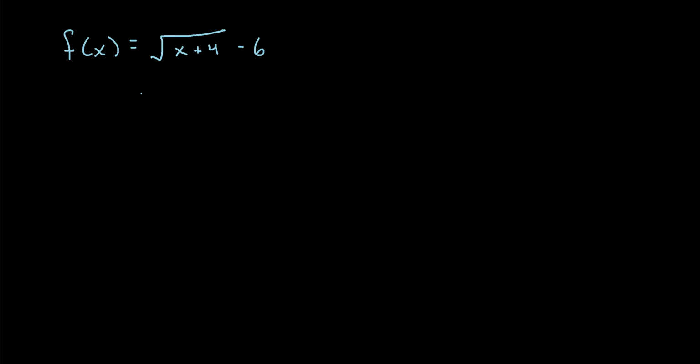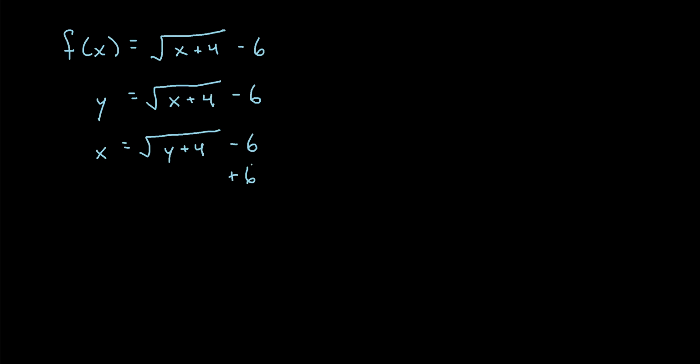All right, let's try another one. Let's say we have f of x is equal to the square root of x plus 4 minus 6. To find the inverse, let's rewrite it as y equals square root of x plus 4 minus 6. And then we need to flip the x's and the y's. So let's write x is equal to square root of y plus 4 minus 6. And now we need to solve for y. So to start, we could just add a 6 to each side. Plus 6, plus 6. So x plus 6 is equal to the square root of y plus 4.